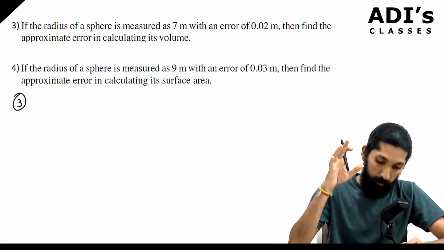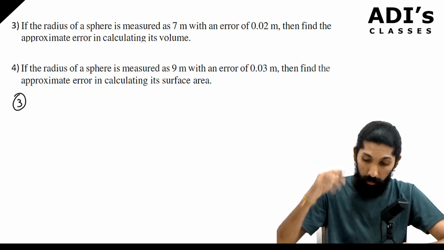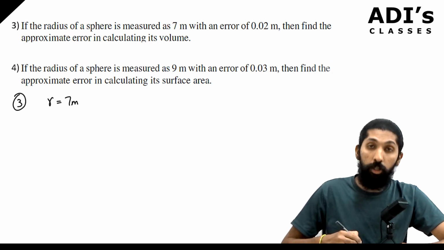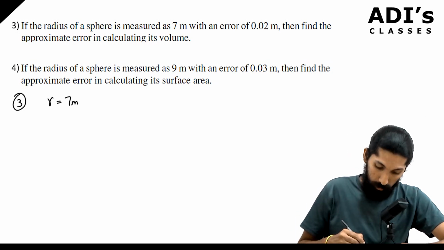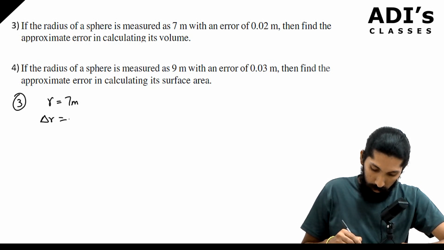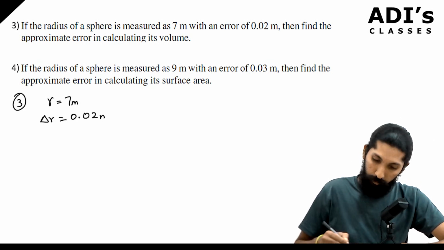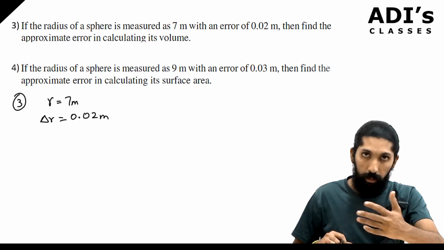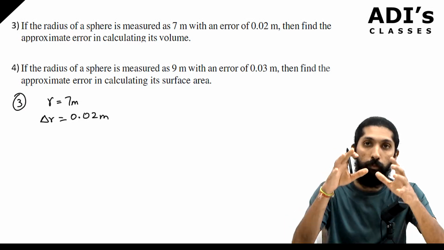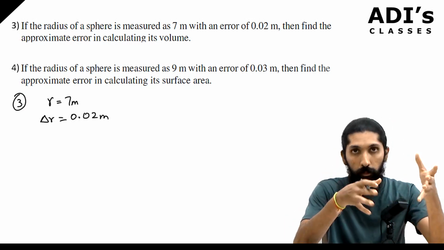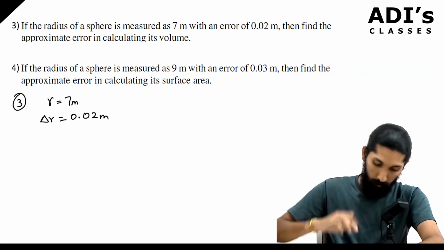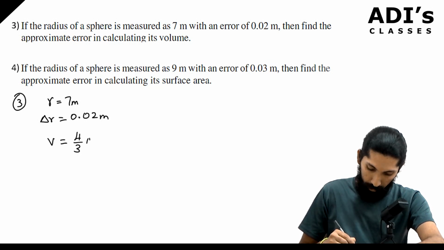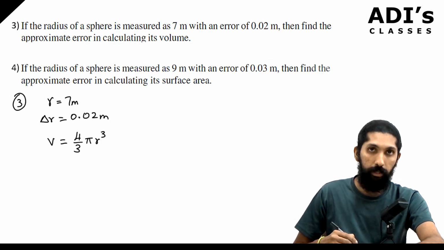If the radius of the sphere is measured as 7 meter, so what do we have? R is equal to 7 with an error of 0.02. That's delta R, 0.02. Find the approximate error in calculating its volume. Again, it's a volume, and that too we are talking about volume of a sphere, and the formula is 4 by 3 pi r cube. So what do we have? V is equal to 4 by 3 pi r cube, right?